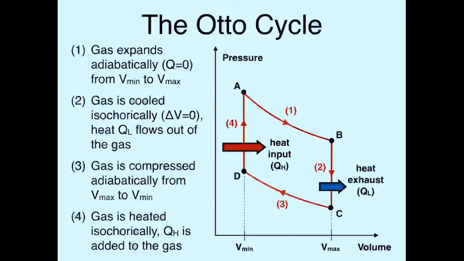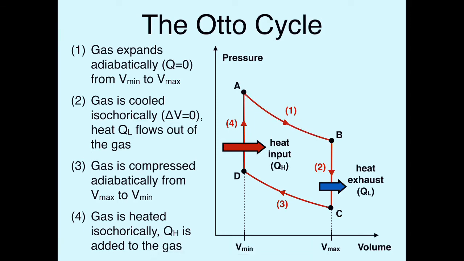So we have 4 different processes. And if we start at some point on the diagram and we follow those 4 processes, we end up right back where we started. So it's an engine cycle. It can just repeat itself over and over again. And the first part of the cycle, if we start here at point A, is that the gas expands adiabatically from point A to point B. So we start at a volume that I'm going to call V min, and we end up at a volume I'm going to call V max. And again, an adiabatic expansion means there's no heat flowing into or out of the gas, so Q is equal to 0 during that process.